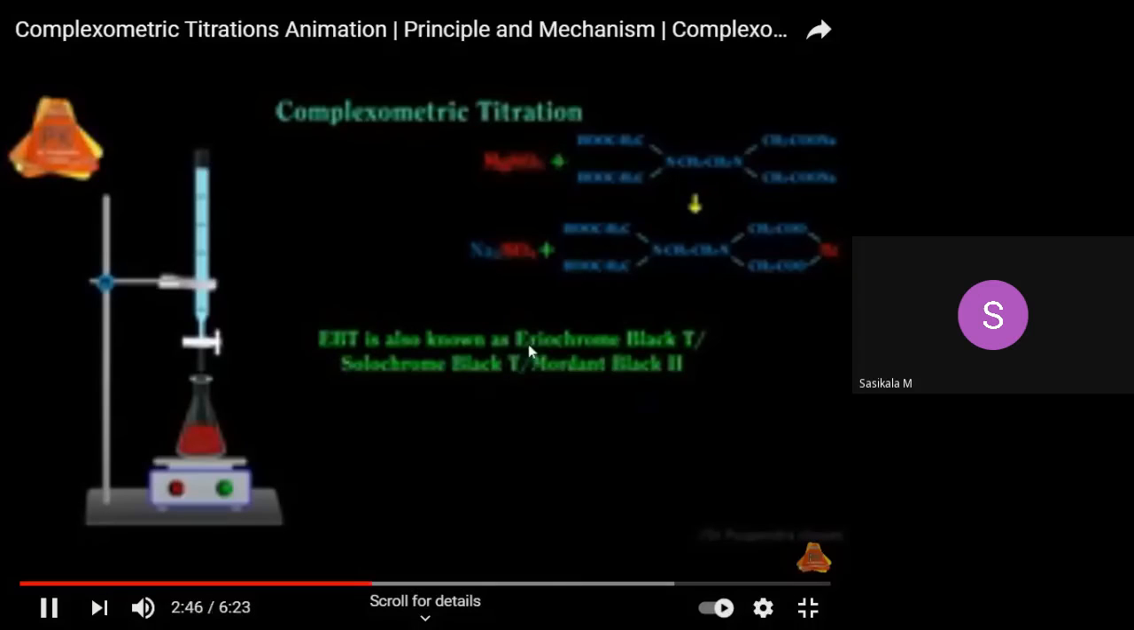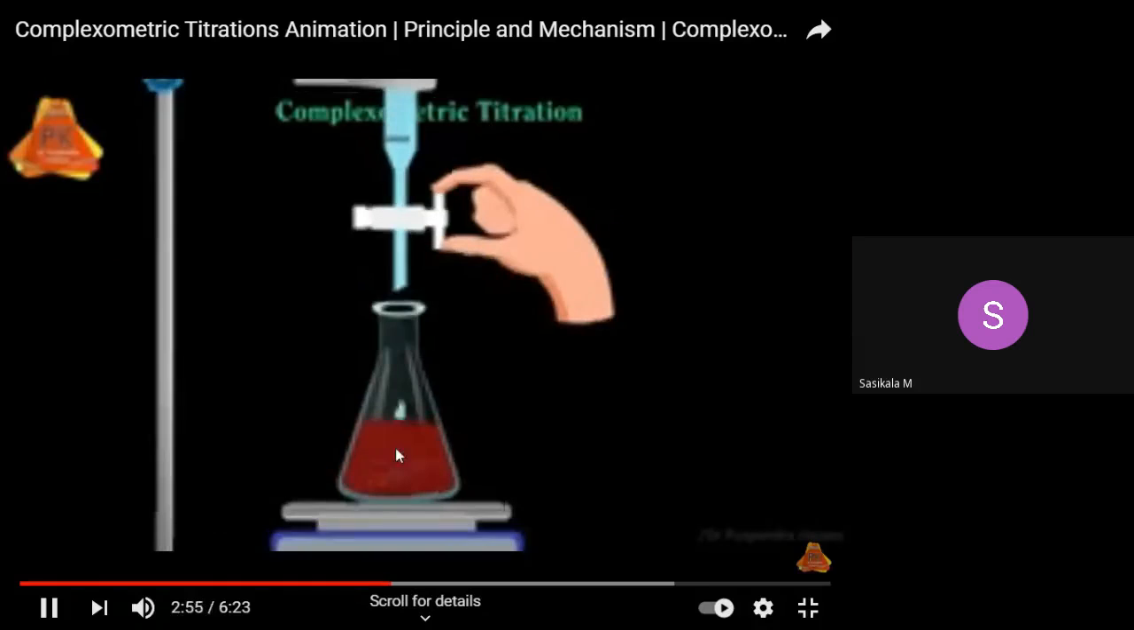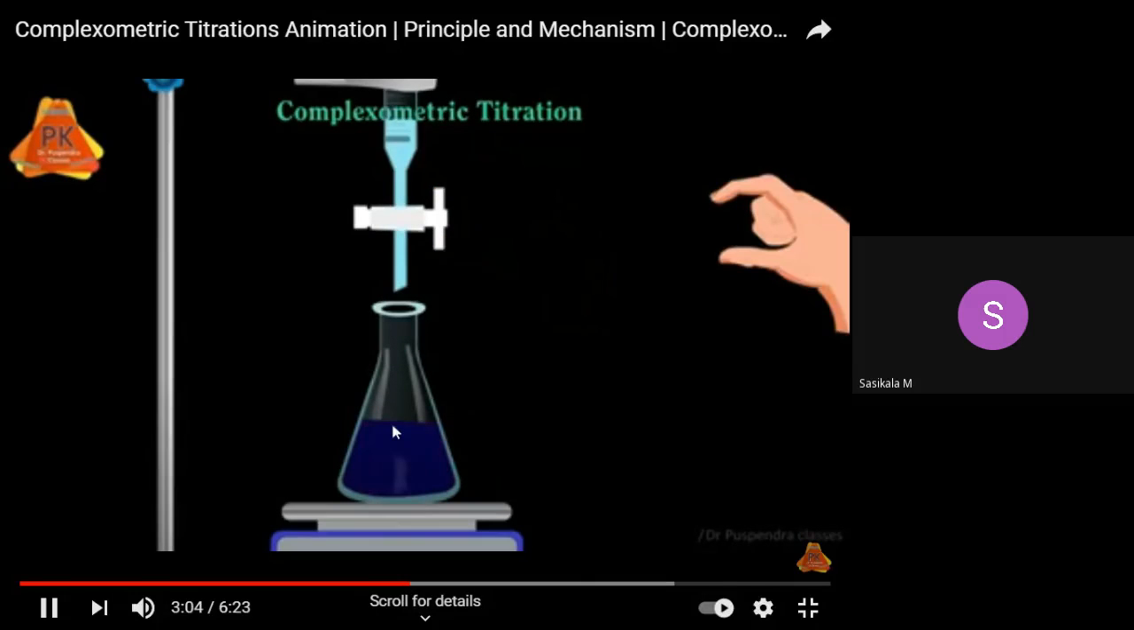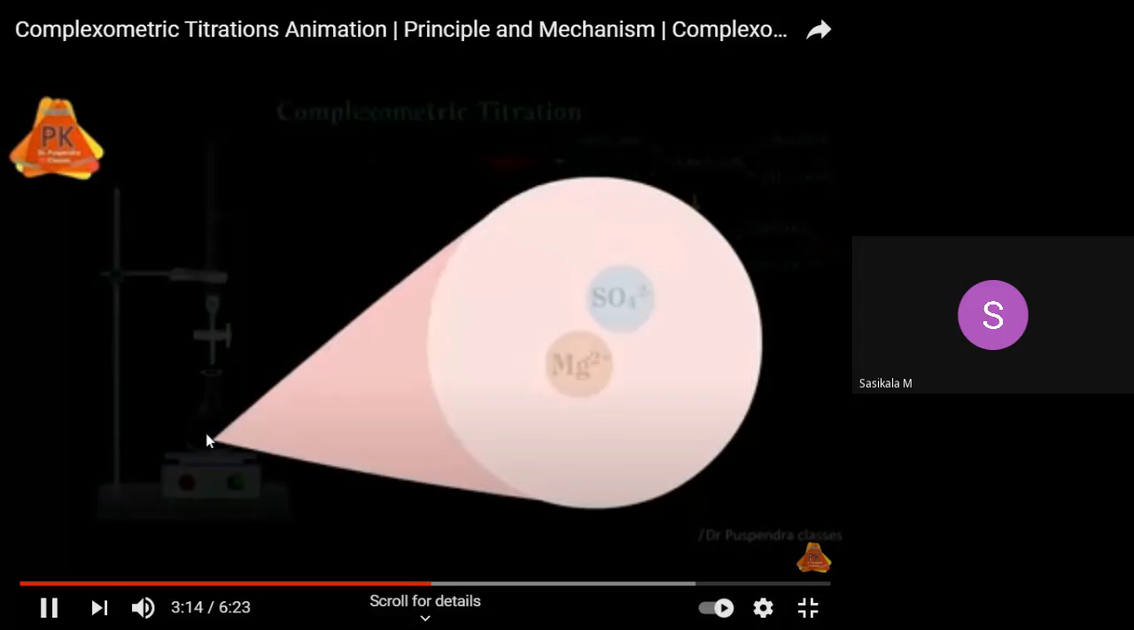And now the titration is started. So what is the indicator-metal complex color? Magnesium-indicator complex color is red. Now it is converted to blue. At the endpoint, as EDTA has been added, the color changes to blue. This is your endpoint. What actual reaction occurs is shown here.